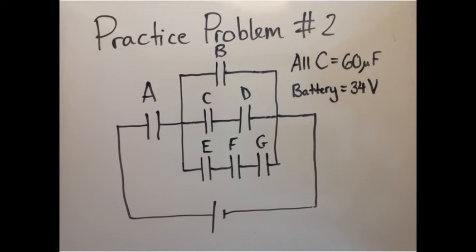For this one I decided to keep the diagram simple. All of these are 60 microfarad capacitors, labeled A through G, and there's a 34-volt battery. Why 34? Because I wanted the numbers to come out nice. Same two steps: Part A, find the equivalent capacitance. Part B, start filling in the table. Again, skip ahead a few minutes if you know what you're doing, or periodically pause if you want a little more guided practice.